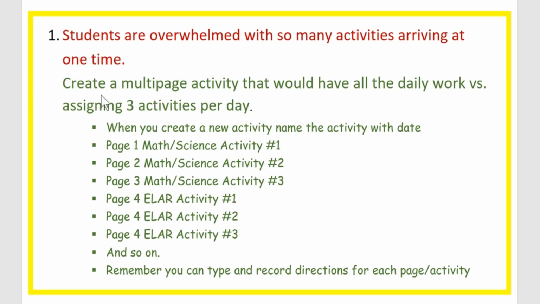The solution or the idea that I saw was to create a multi-page activity that would have all the daily work versus assigning the 3 activities per day. So for instance, this is just a scenario, you would create a new activity and name it, preferably with the date or the date range, that week's dates. And then each page, because you can do multi-page now, would be whatever subject and whatever activity it was. And this is just an example.